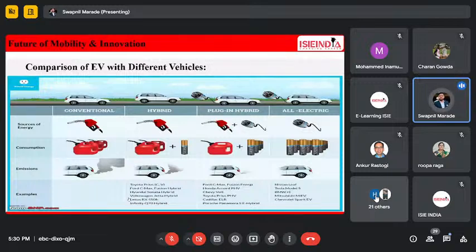Now we talk about the all electric vehicle. The source of energy is purely electricity, right? The consumption of electricity is high. That's the reason emission is zero as compared to plug-in hybrid vehicles and conventional vehicles. So those are the comparisons of electric vehicles with the conventional engine, hybrid vehicles, plug-in hybrid vehicles, and all electric vehicles.